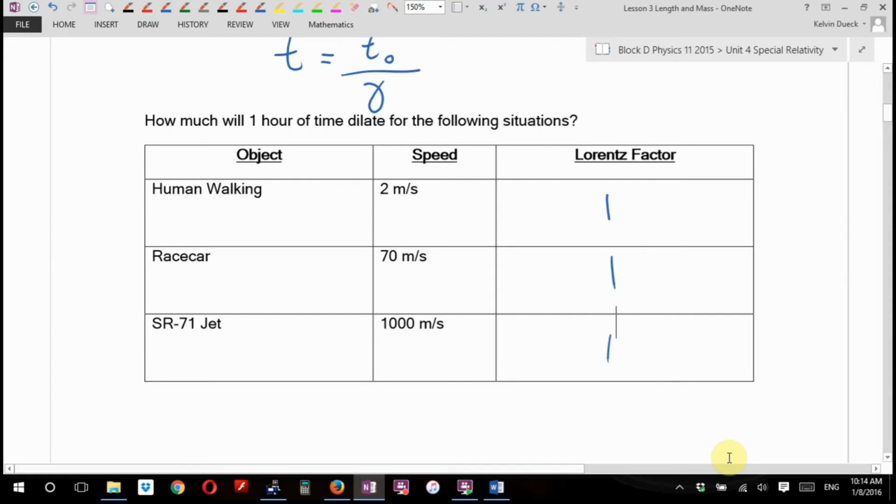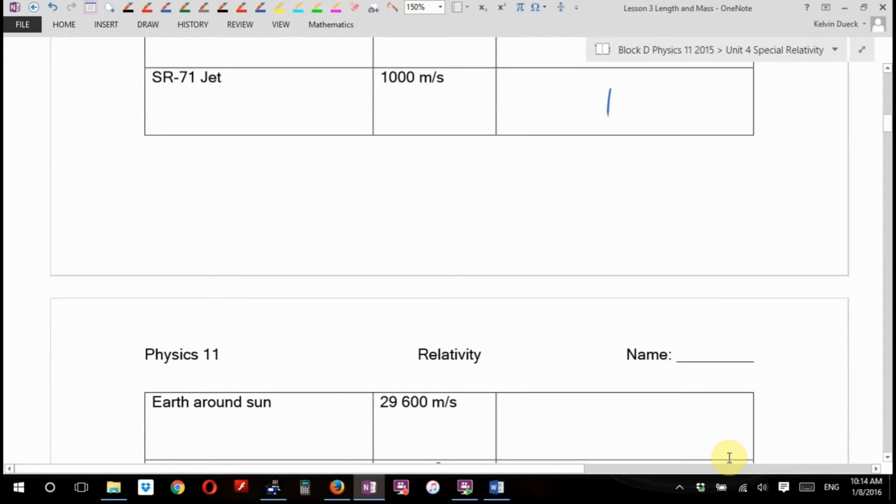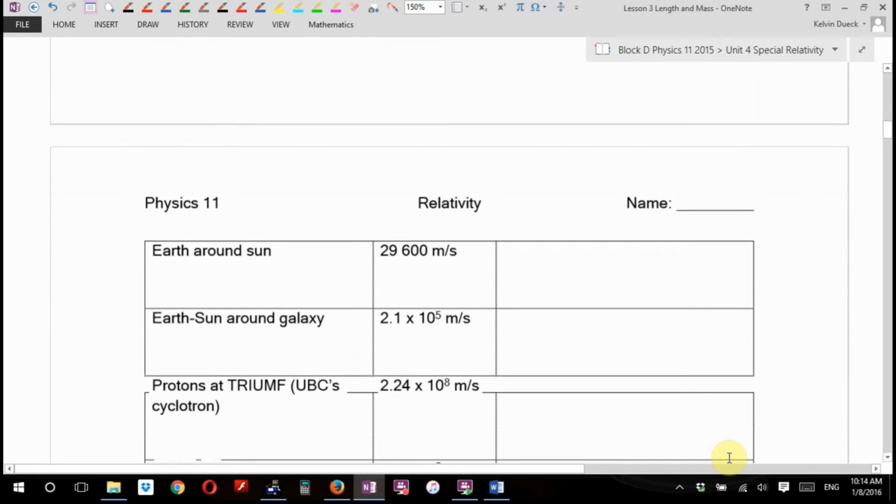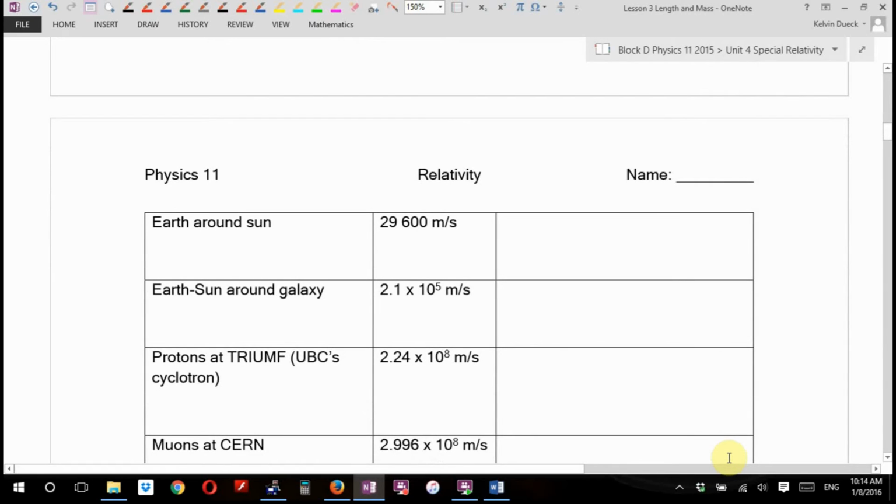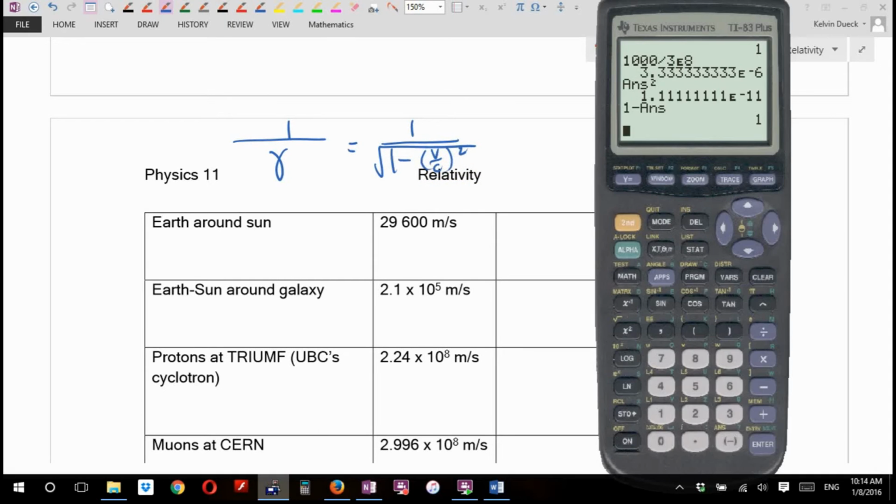What else can you think of that goes faster than a jet? Oh, how about the Earth around the sun? That goes pretty fast. Okay. So now, again, what we're calculating is the Lorentz factor, the time dilation factor. We're calculating 1 divided by, you guys haven't turned the page, have you? I have. 1 minus V over C all squared. So let's see what this gives me.